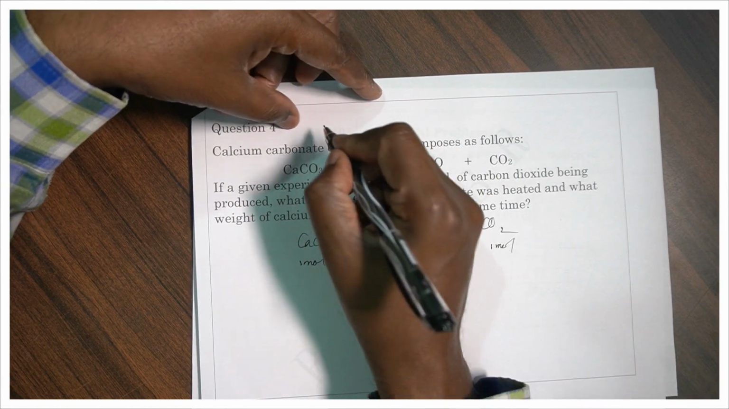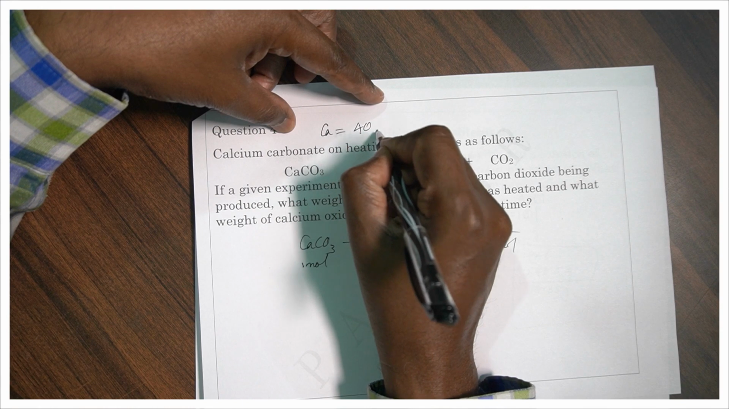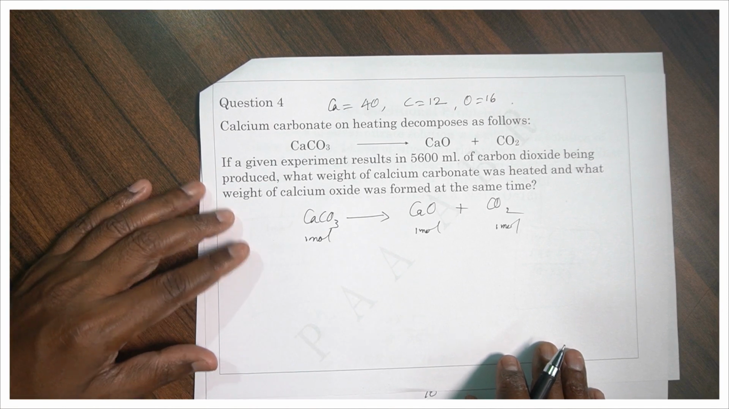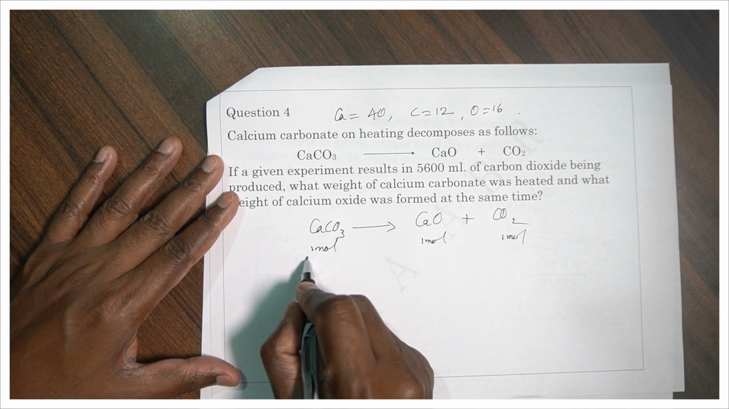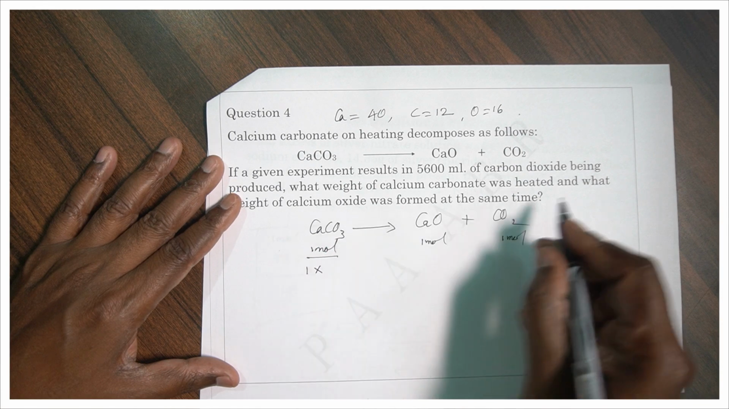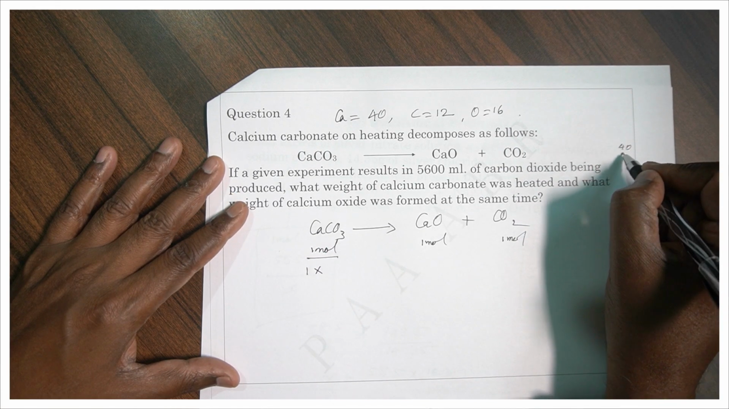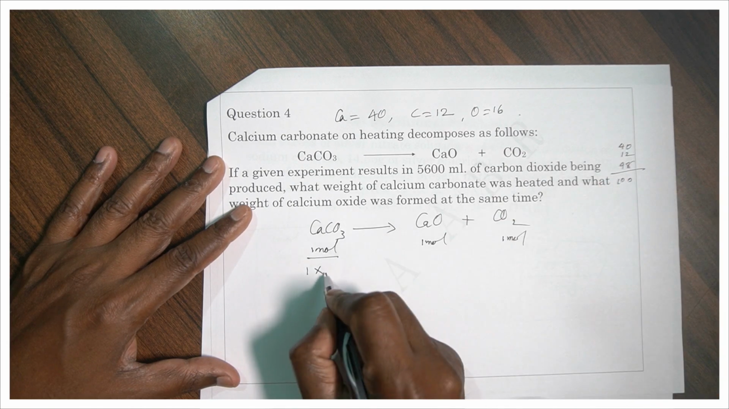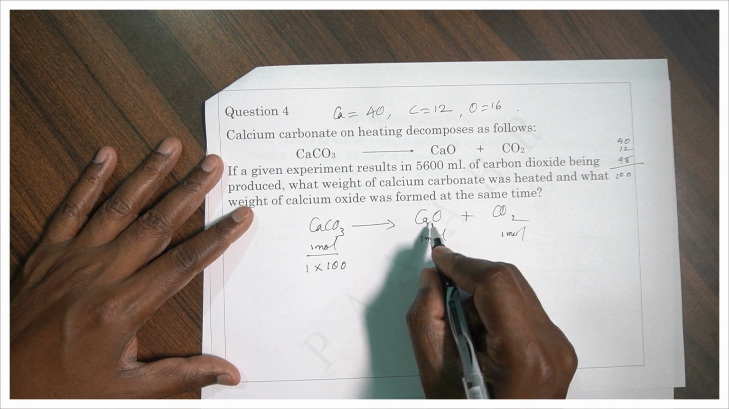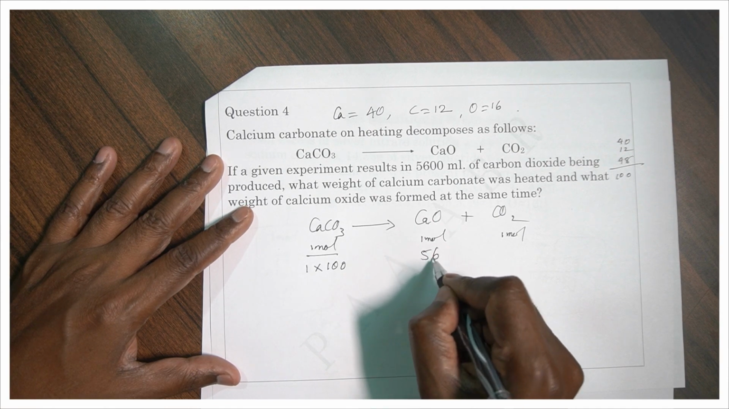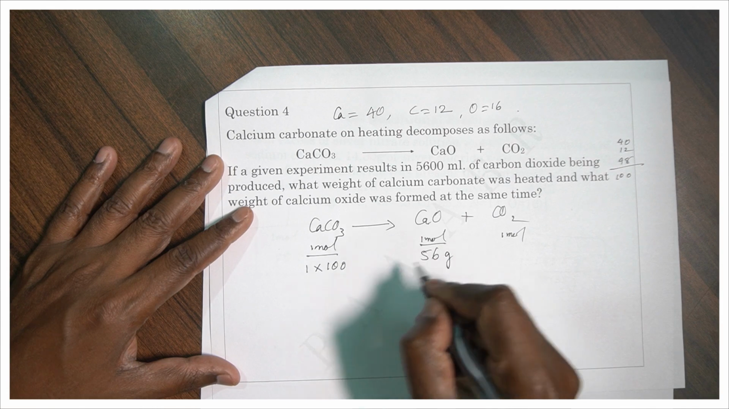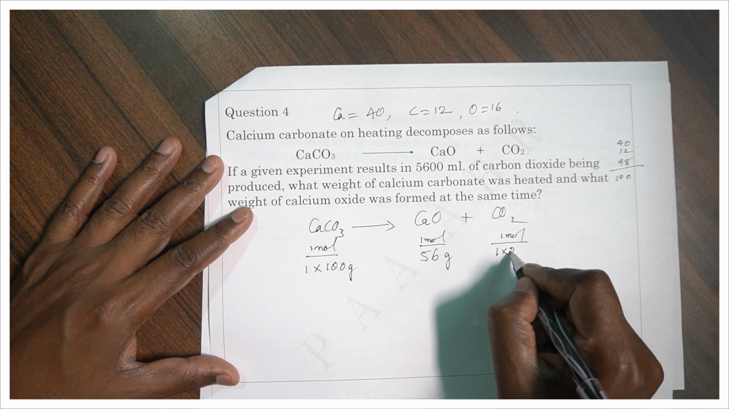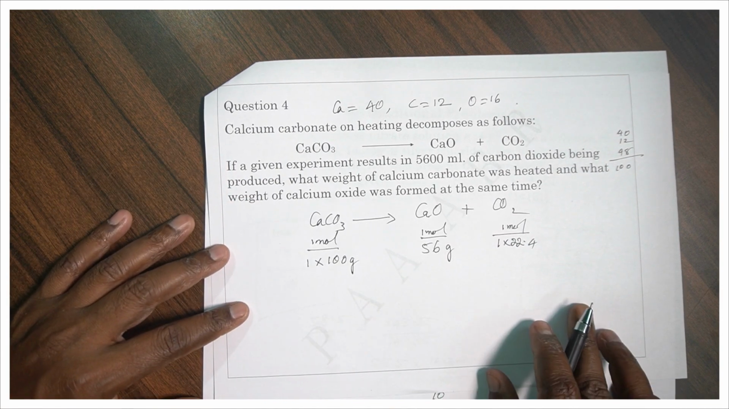Now atomic weights will be given. You should remember calcium is 40, carbon is 12 and oxygen is 16. This will be given in the question, don't worry. So here calculate the molecular mass. 1 mole means 1 into calcium 40, carbon 12, oxygen 3 into 16, 48. So adding you get 100. So 1 into 100. Here you have calcium 40 plus oxygen 16, 56 grams. Now 1 mole of carbon dioxide is a gas, 1 into 22.4 liters. So these are the ratios we have.